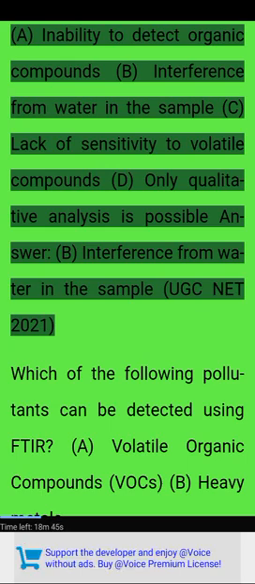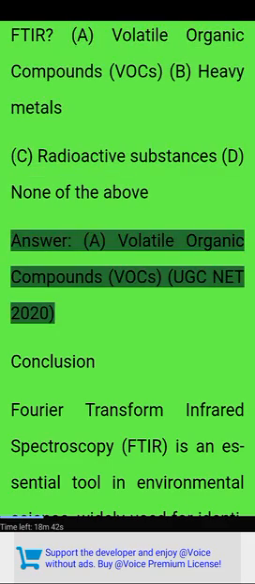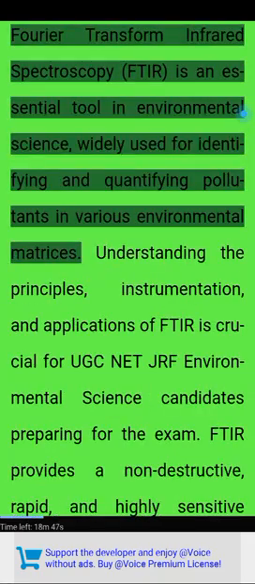UGC NET 2021. Which of the following pollutants can be detected using FTIR? A. Volatile organic compounds, VOCs. B. Heavy metals. C. Radioactive substances. D. None of the above. Answer. A. Volatile organic compounds, VOCs. UGC NET 2020.